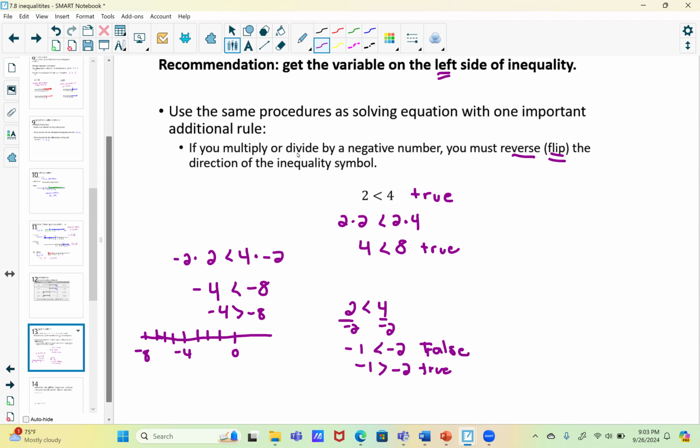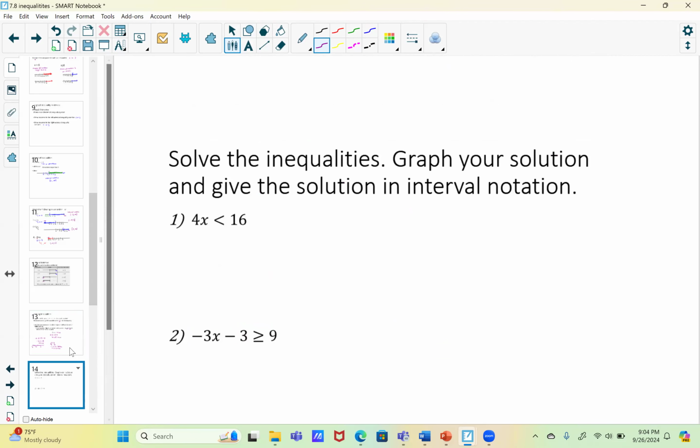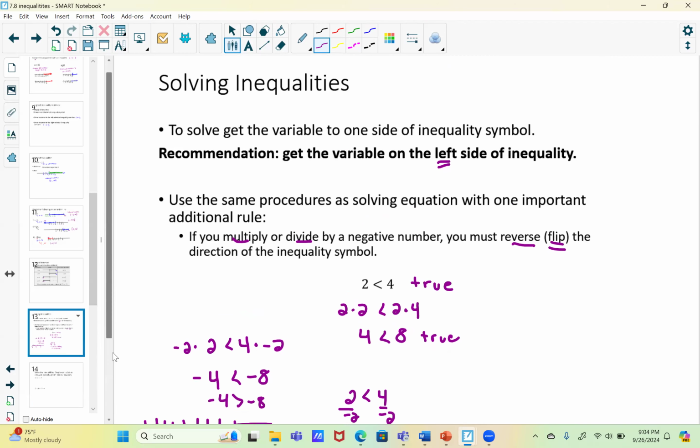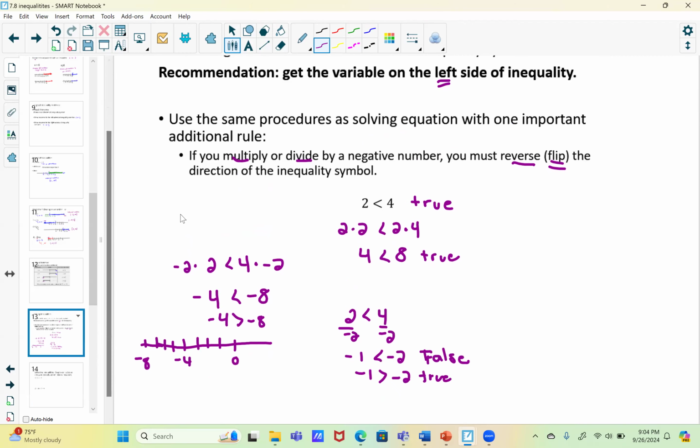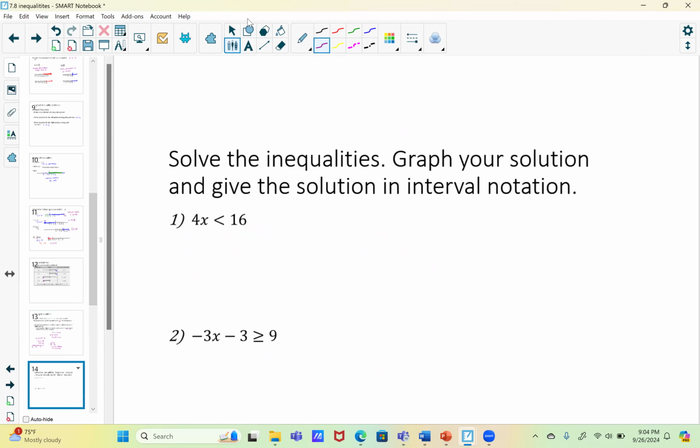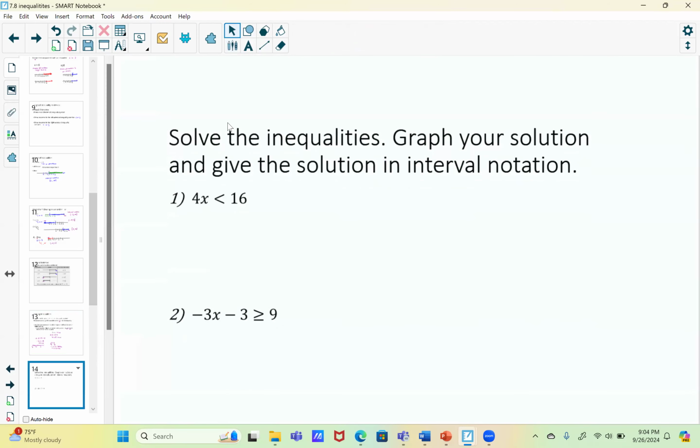And so anytime you multiply or divide by a negative number when we're solving an inequality, we're going to flip the direction of the inequality symbol. And that's the only thing that's different. And we're going to do it with equations, where you're going to have variables in it. I'm just trying to show you with this why it's true and why we have to do that. So we're going to do the same thing.